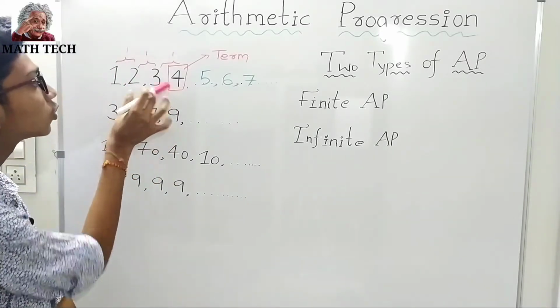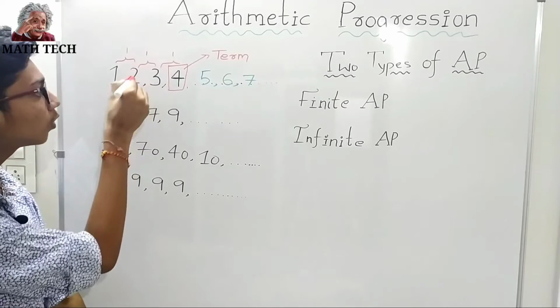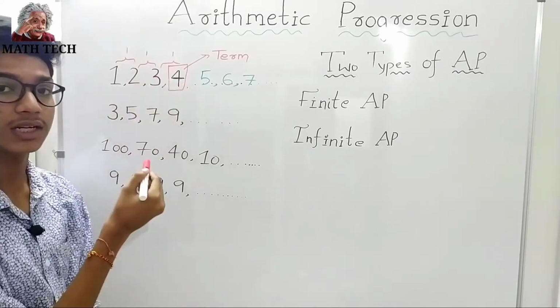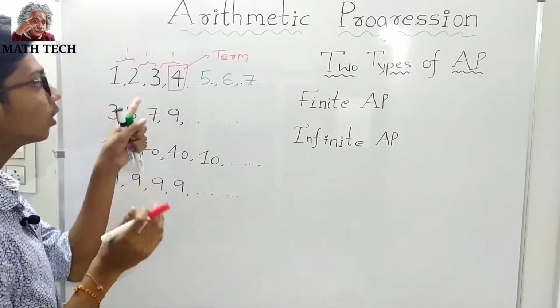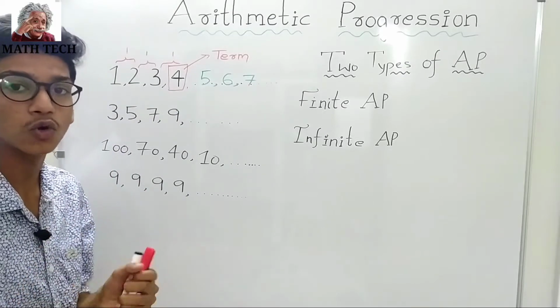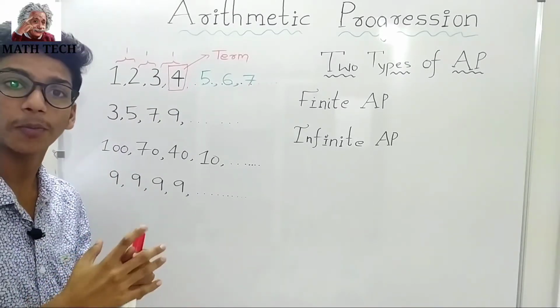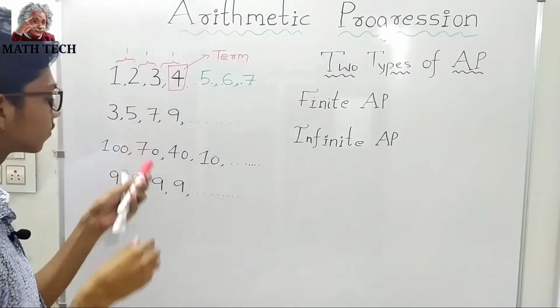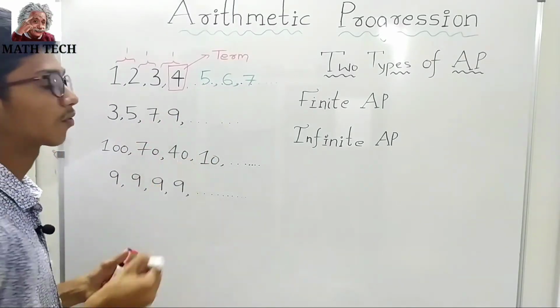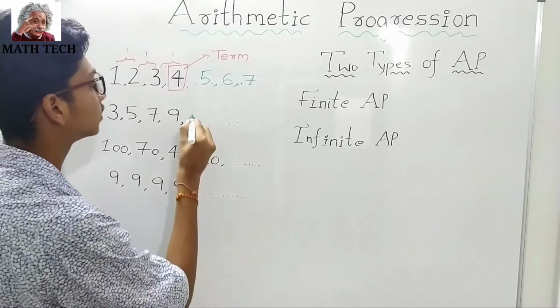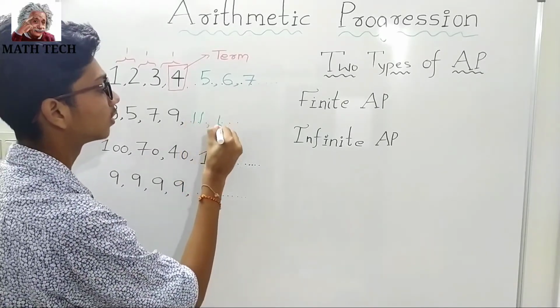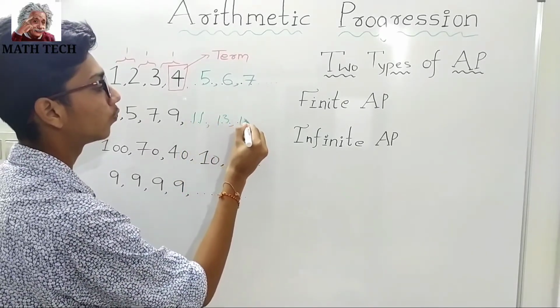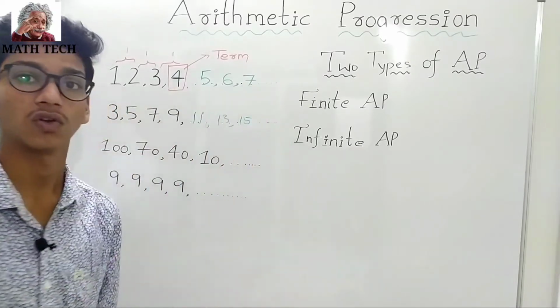In this case also, if we add 1 to 2, we obtain 3. That is, if we add a fixed number to a preceding term, we obtain a successive term. So we can find that. Now in the second series, can you find the next number after 9? Yes, we can find it. It is 11, 13, 15, and it goes on.